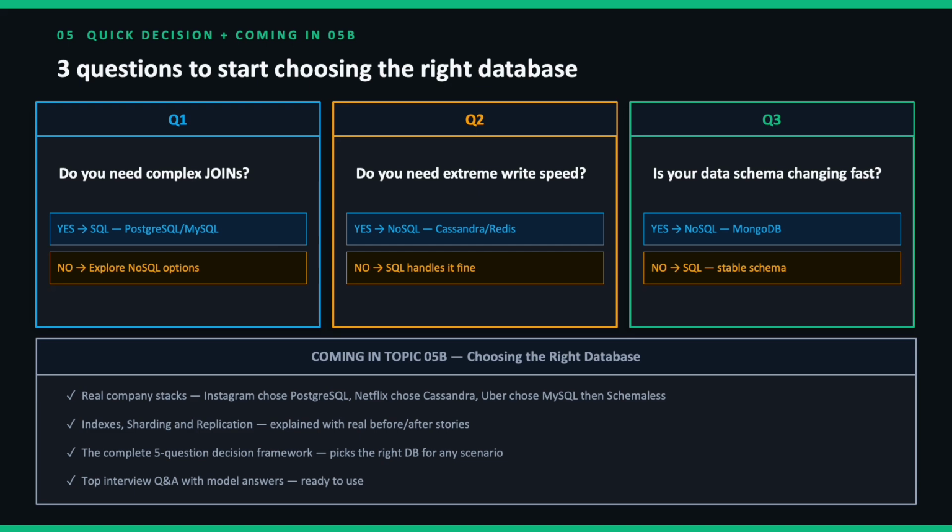In topic 5 part B, we go deeper: real company choices, what Instagram chose and why, how Netflix picks its database per use case, how Uber handles its scale. We also cover indexes, sharding and replication, the three operations that make databases scale in production, and the complete 5-step decision framework plus top interview questions and answers. Topic 5 part B is the practical application of everything you learned here. Watch it immediately after this one.